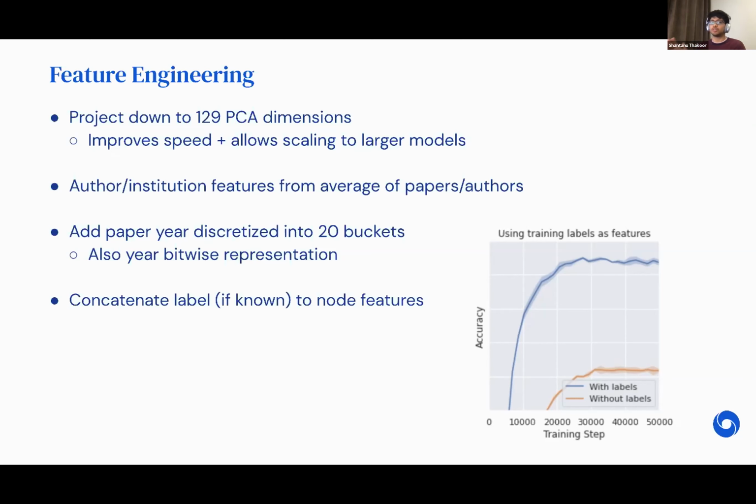We get the features for the author and institution similar to the baseline, just taking averages. We also make use of the paper year by discretizing it into 20 buckets and also adding the bitwise representation. And finally, we also add the true label of a node to its features if it's known. So for example, if we're predicting the label for a certain node and there are some other papers in its neighborhood and we know their true label, the true label is part of the feature. And as we can see, this improves performance quite a bit.